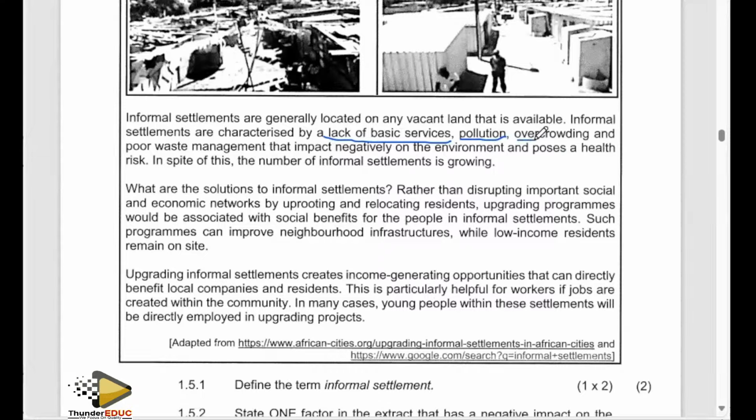Then we go on to overcrowding. It's also a health hazard. Infectious diseases are easily spread because of overcrowding conditions. So it's also a health threat. And also the last one, poor waste management. Poor waste management is also a threat to the health of the people in the informal settlements. So any of those four is a correct response to that particular question as given in the extract. Right, we move on to the next question.